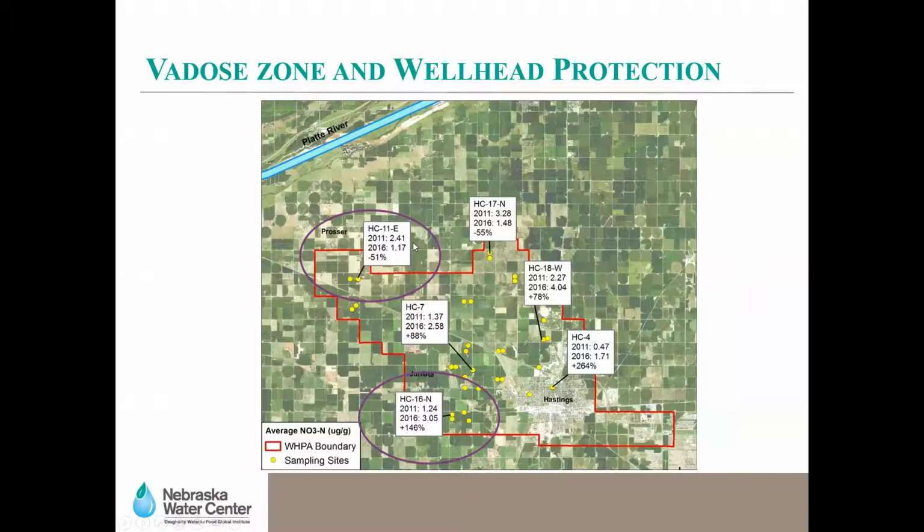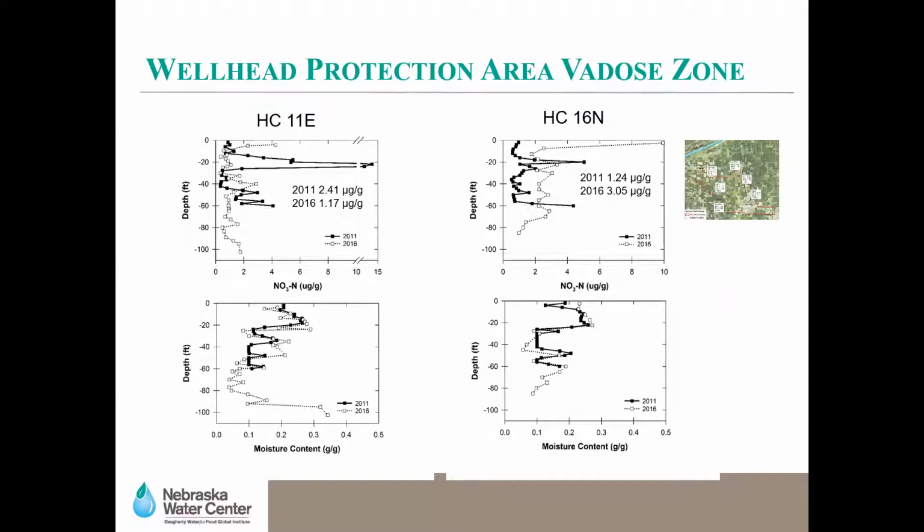And we compared the amount of nitrate that was stored at that same location between 2011 and 2016. And you can see that at some of these locations we saw a decrease in nitrate, and some we saw an increase in nitrate. So why is that? Well, we think it's because different irrigation and fertilizer management practices lead to leaching in the Vadose zone.